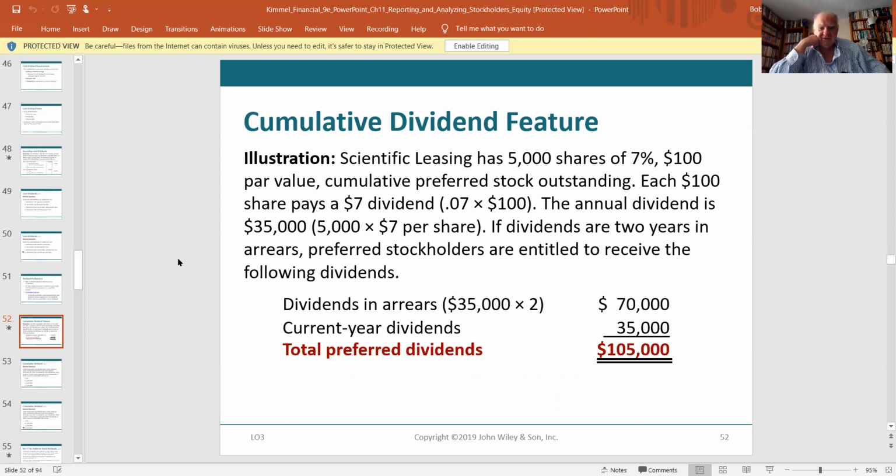So here we go. Scientific Leasing has 5,000 shares of 7% par value, $100. Each $100 pays $7 a share. The annual dividend is 35. So in a normal year, if they were giving out dividends, these preferred shareholders would get $35,000, right? 5,000 shares times 7. But because they own what's called cumulative stock, they're going to receive 3 years here because it said they're in arrears for 2 years. Dividends in arrears is a term telling you that past dividends have not been paid to shareholders of the preferred stock.